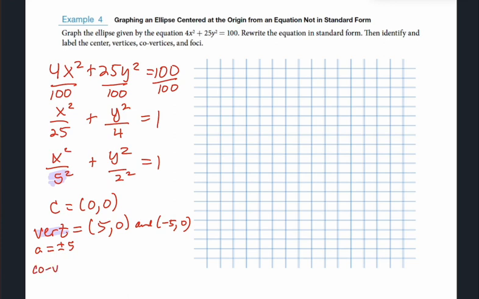The co-vertices are from the number that is under our y. That's our b value, which is plus or minus 2. And that's going in the y direction. So if it's going in the y direction from our original center 0, 0, we're going to add 2 and subtract 2 from the y value. So that's going to be 2 and negative 2. So you notice I added and subtracted 2 from the original y value. So now we're ready to graph everything.